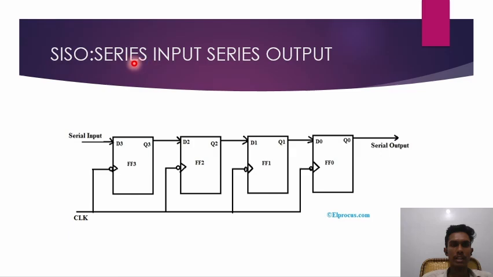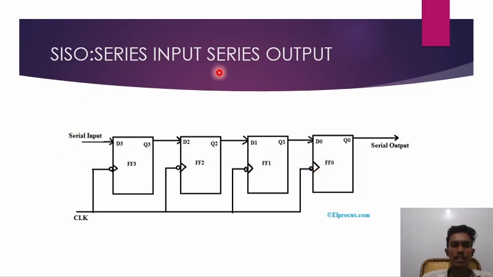S stands for serial input and serial output, SISO. Here we use D flip-flops. Q3 is the output of the first flip-flop, D2 is the input of the second flip-flop and Q2 is the output of the second flip-flop. Likewise, we connected four flip-flops here. Every D flip-flop's output is the input of the next flip-flop: the first feeds the second, the second feeds the third, and the third feeds the fourth.